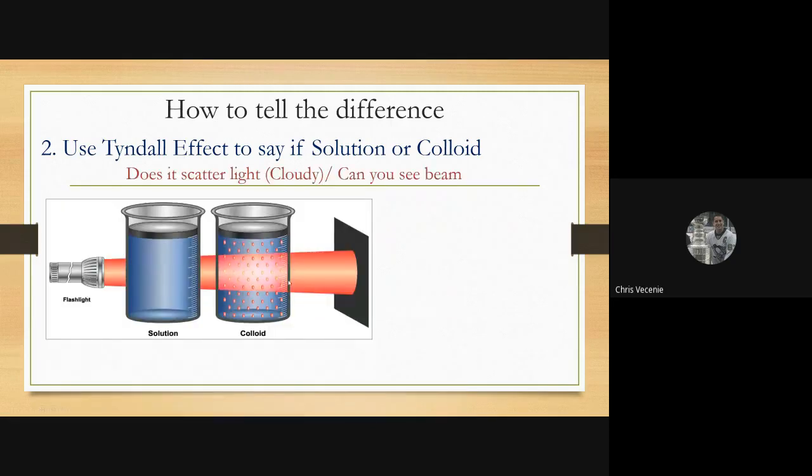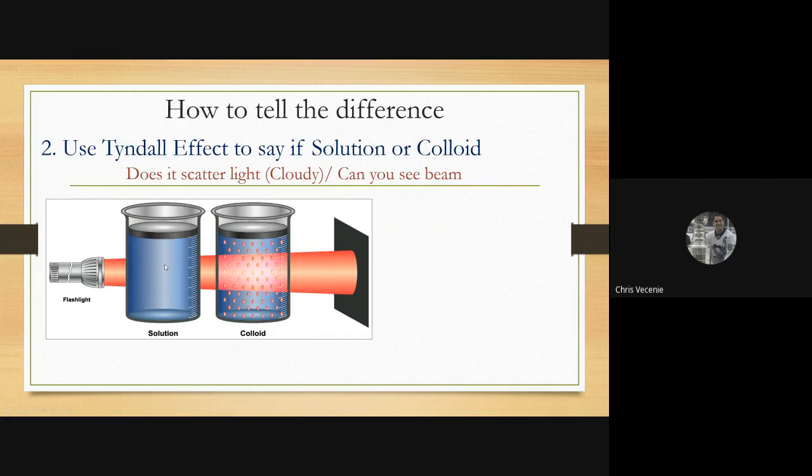So they ask you, does it scatter light? If it scatters light, it is a colloid. If it does not scatter light, it is a solution. If I shine a flashlight or a laser beam through two beakers, and one's a solution and one's a colloid, in the solution, the particles are so small that the light will not be seen. It won't scatter it. It won't deflect it.